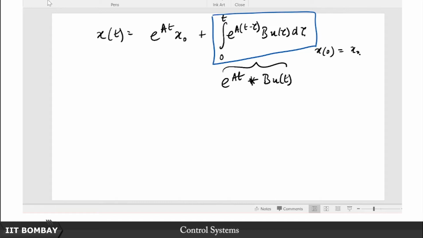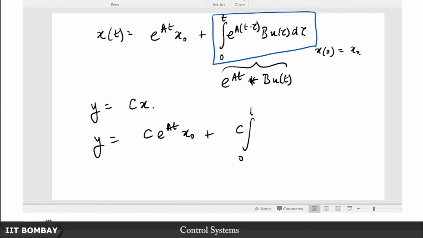Well, it just takes a while to notice that once you have x, after all what is y? y is nothing but C times x. So whatever you have as x here, you just apply a pre-multiplication by C, and the moment you have solved for x, you have also solved for the output as well. So in that sense this is the complete solution.